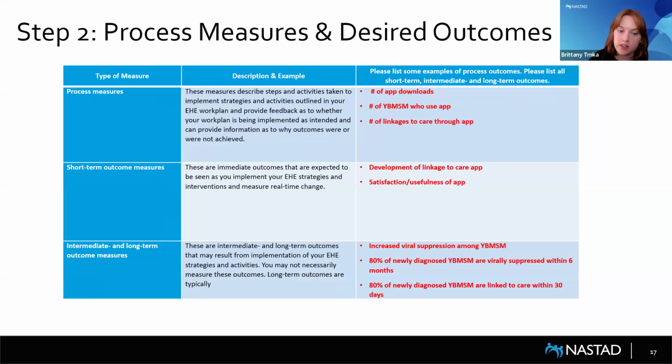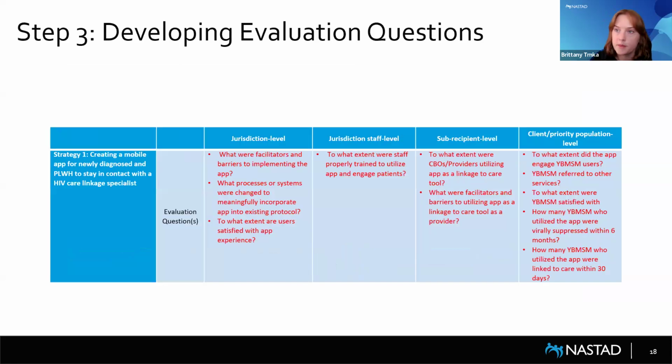So next, we developed some potential process measures and expected short-term, intermediate, and long-term outcome measures. This isn't an exhaustive list, but it was just something to get us started. Just so you have a general idea of what those process and outcome measures are that we're expecting to see with our strategies and activities. Next slide, please. And step three, developing evaluation questions.